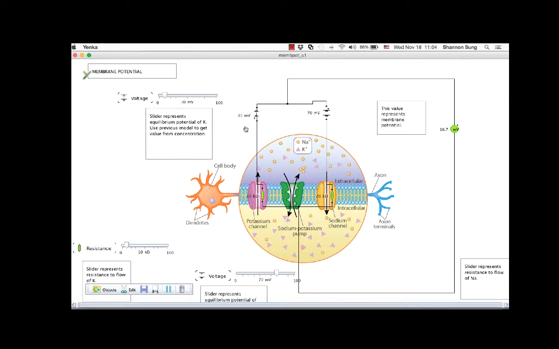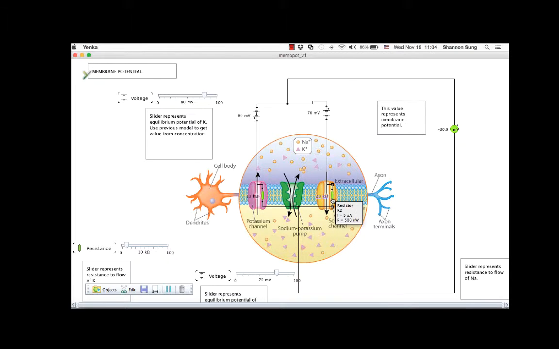So the students can change these what are called equilibrium potentials. So by sliding this bar, you can change this equilibrium potential, which basically reflects how large the ion concentration is across the membrane. So for sodium, it's about plus 70 millivolts. And for potassium, it's a minus 80. It's probably too small for you to see, but these batteries are reversed. So this really is a negative 80.